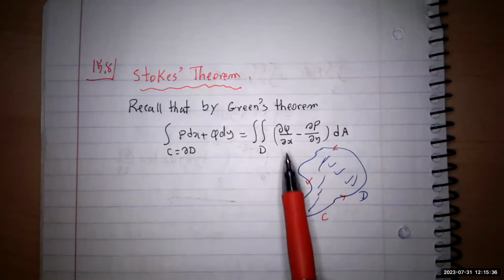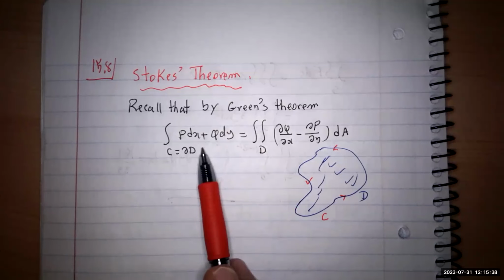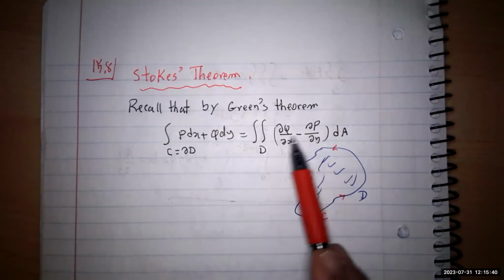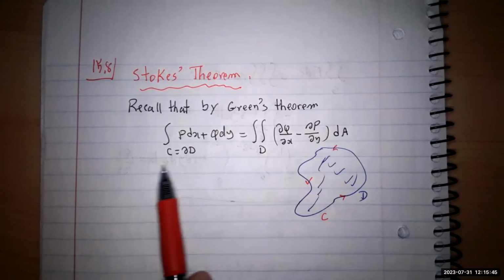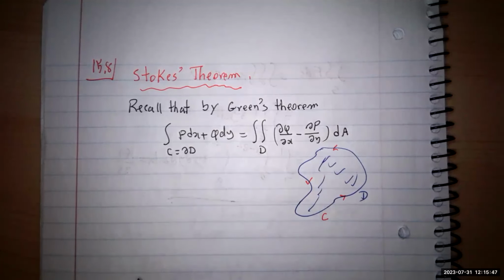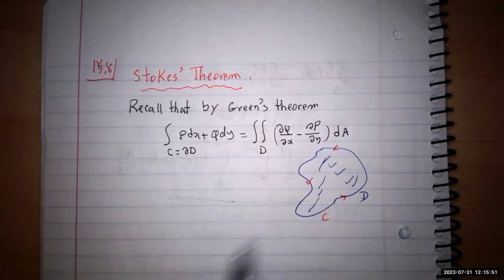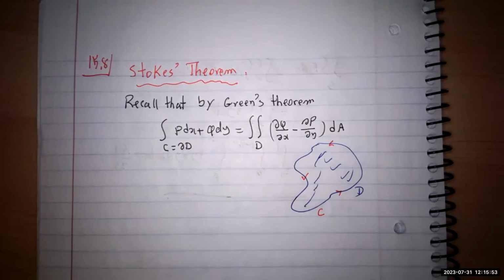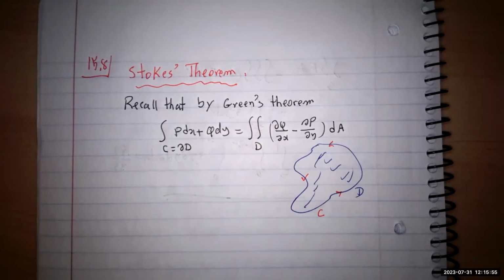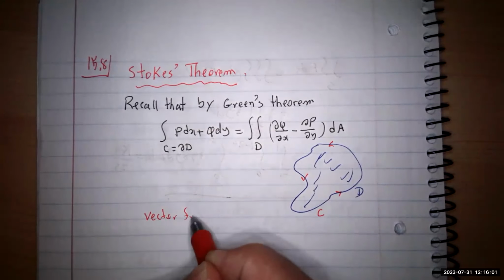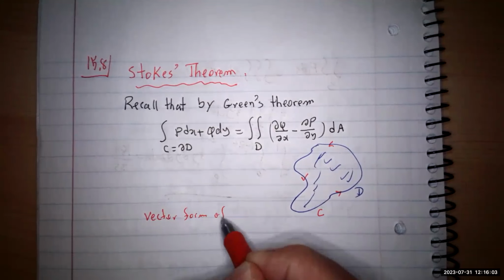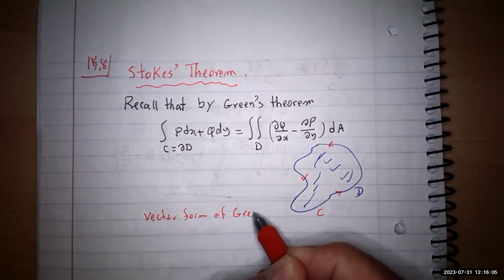Now remember, if the force happens to be conservative, these two are going to be equal to each other, and this is going to be zero. So this is used for a closed curve where the force is not conservative. And as we did this one before, I gave you the vector form. Remember, I changed it a little bit. I call it the vector form of Green's theorem.